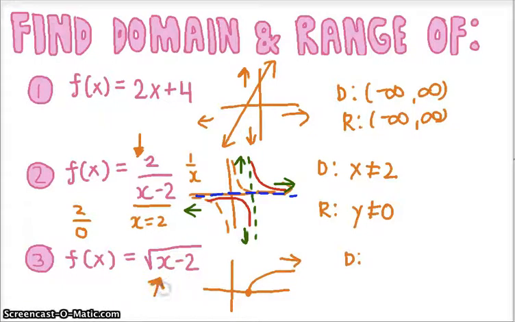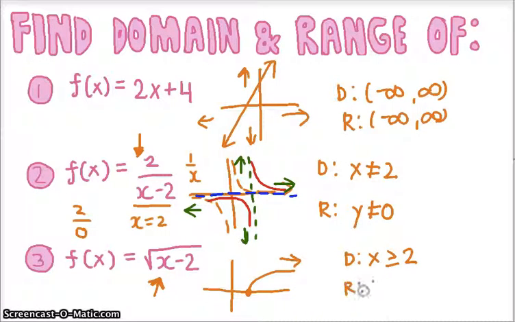Here, if we plug in any number that's 2 or greater, we're going to get positive numbers. But if we plug in any number less than 2, for example 0 or 1, we're going to get a negative inside the square root. So that means the domain is any number greater than or equal to 2. That's why it's important to remember the rule that we had on the first page.